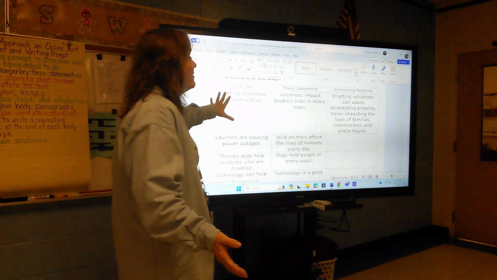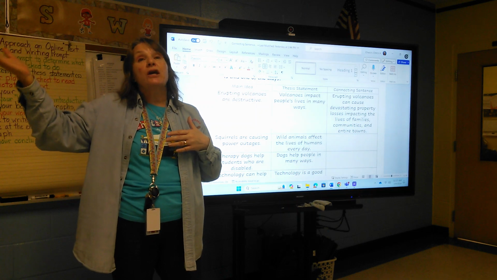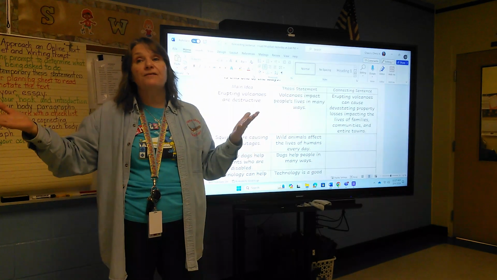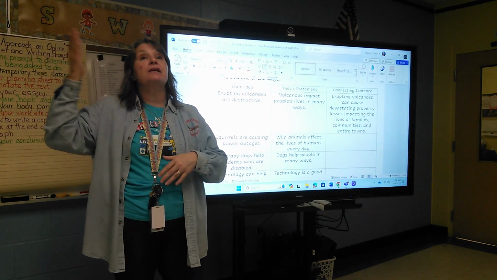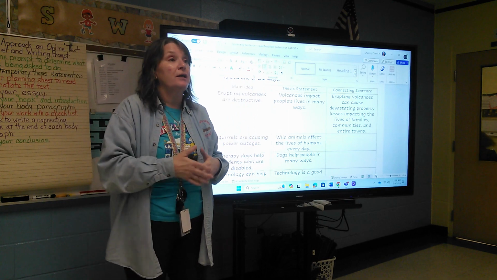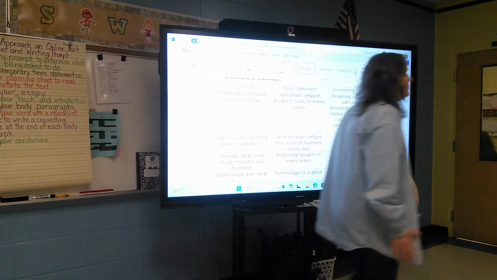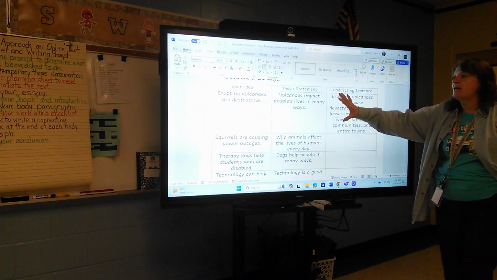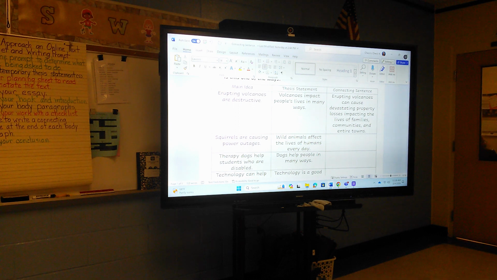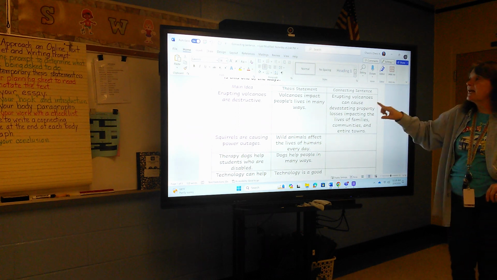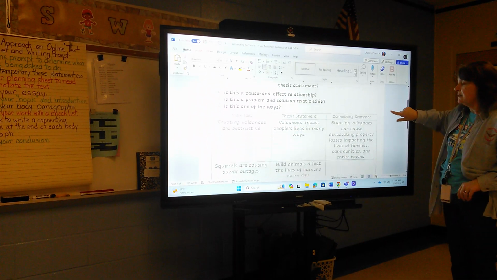Okay, so we can see very easily that this is one of the ways that you could also make it a cause and effect relationship if you wanted to. Erupting volcanoes can destroy or cause destruction on the things that you need. So in the sample here, this would be a good connecting sentence that would tie these two together, making one sentence that shows how they're connected. Remember what we're trying to do: restate the main idea and connect it to the thesis.